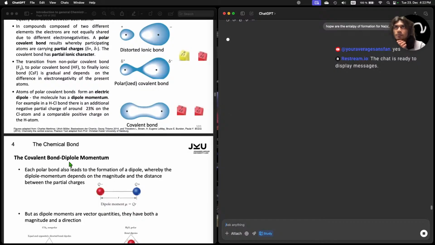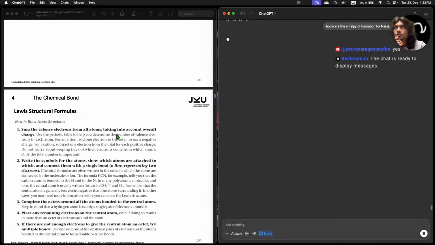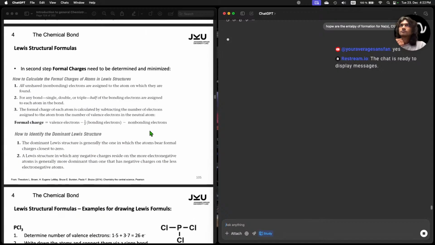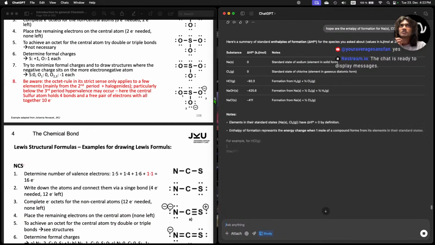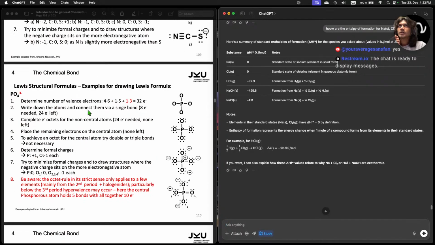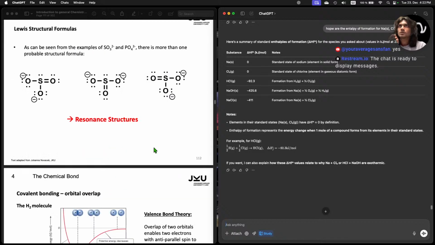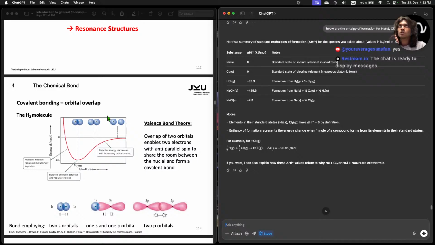Covalent bond, dipole moment, Lewis structure formulas. I'm still not halfway. Lewis structure, I gotta learn this. Derivation from octet rule, resonance structure. Covalent bonding, orbital overlap. These were the parts I fumbled so bad.